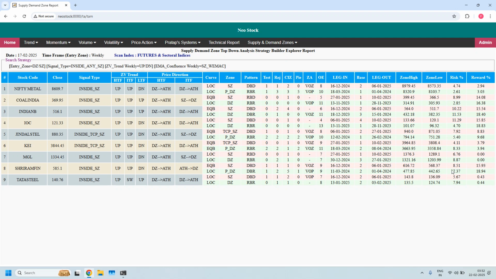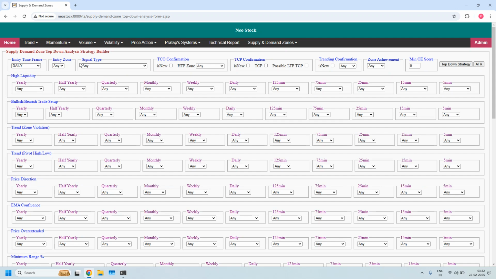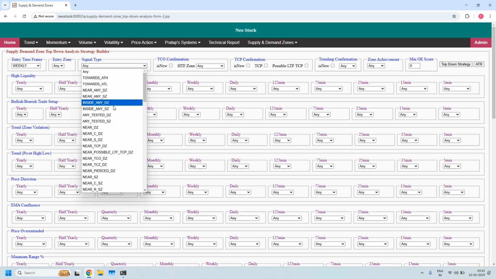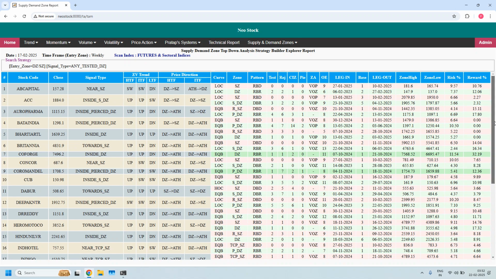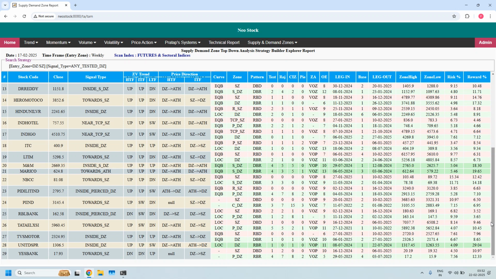Next, we will see the tested weekly demand and supply zones. So weekly time frame, the tested weekly demand zones during this week. So total 29 stocks are filtered. The first 16 stocks in the list. Scrolling the list down. So total 29 stocks. These 29 stocks having weekly demand zones are tested during this week.